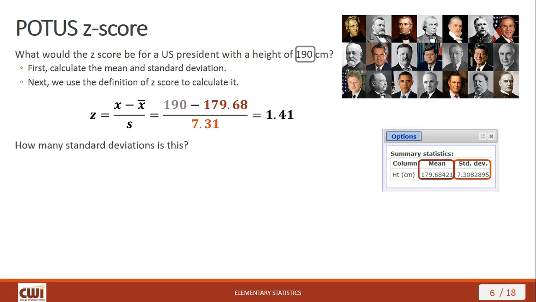How many standard deviations is this? I'll give you a moment to figure that out. Or you can guess if you want. I mean, I don't really know the difference because I'm not in your head. Okay, well, I hope you said 1.41. That is the definition of a z-score. Z-score is the number of standard deviations a data value is from the mean value in the data set.